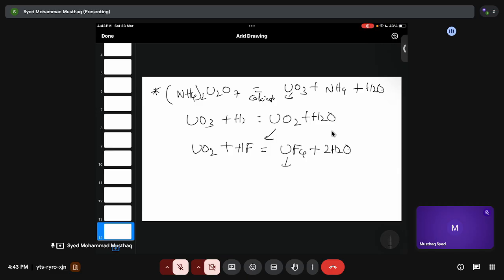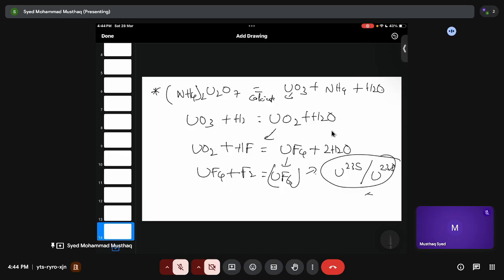Okay. So this UF6 is taken into the rotating drums, and they are rotated at very high speed to enrich U235 and U238. That's it. So that's about the halide metallurgy, right? Now coming to the chemical refining.